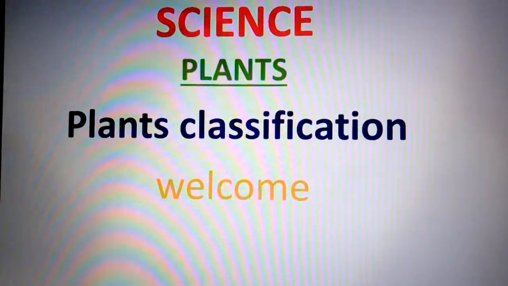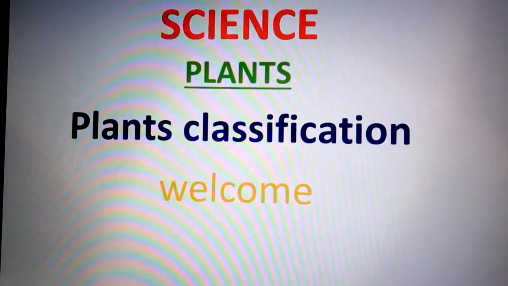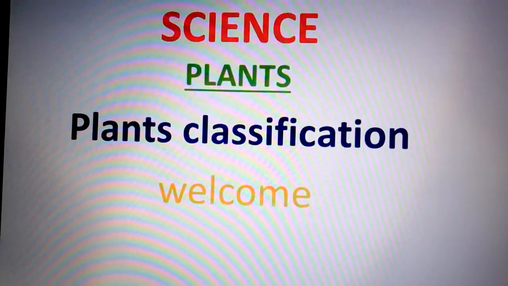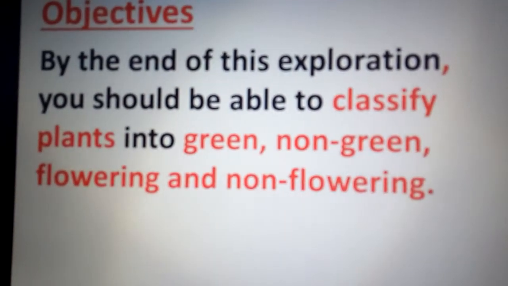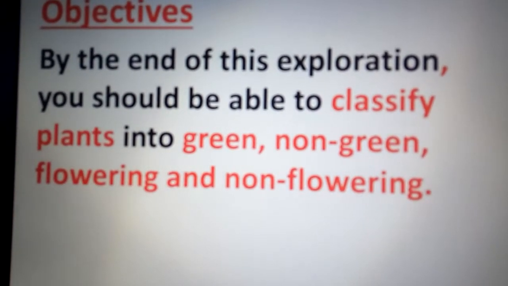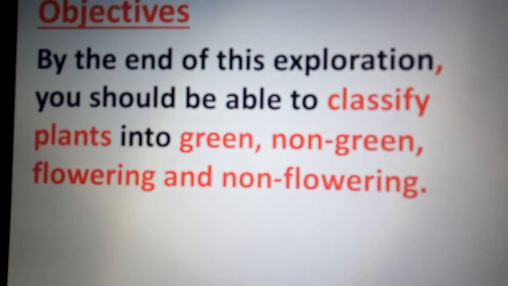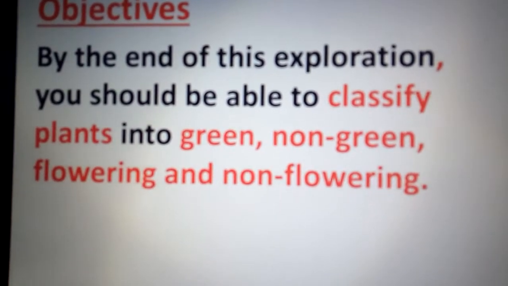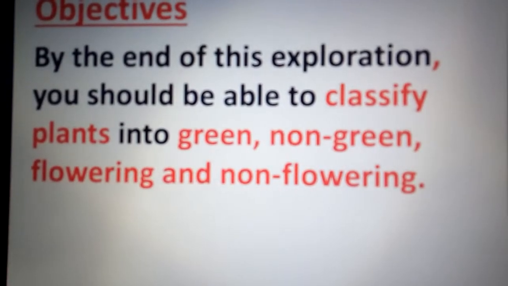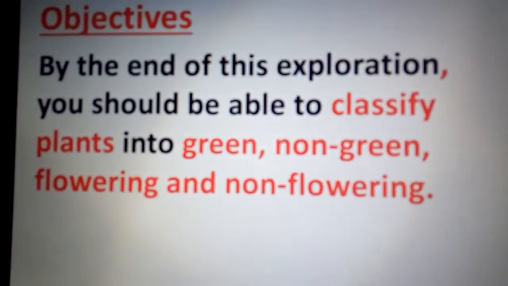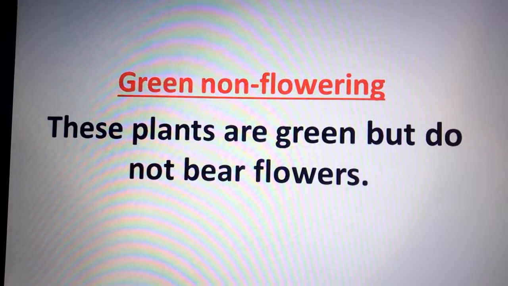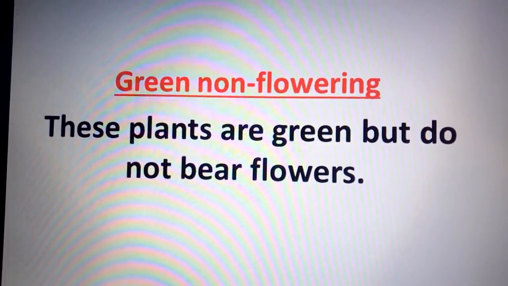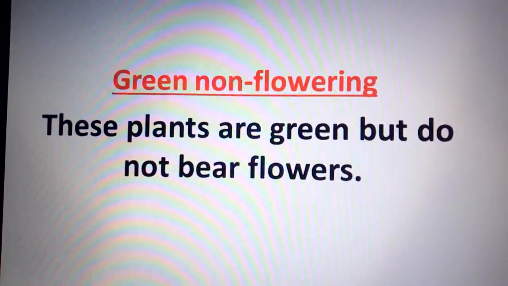Science, plants, classification. Objectives. By the end of this exploration, you should be able to classify plants into green, non-green, flowering, and non-flowering. Therefore, today we want to look at green non-flowering. These plants are green but do not bear flowers.